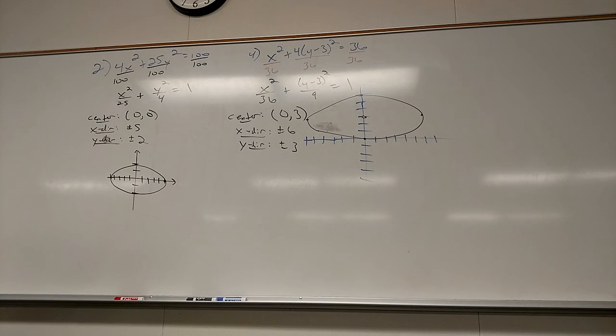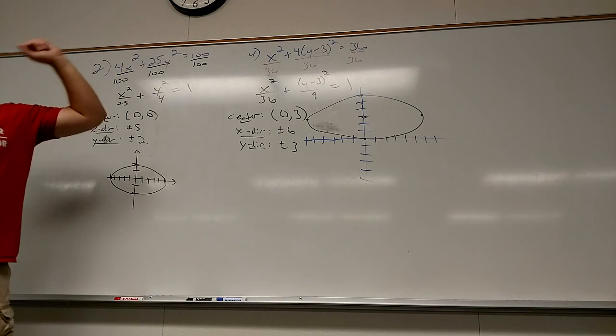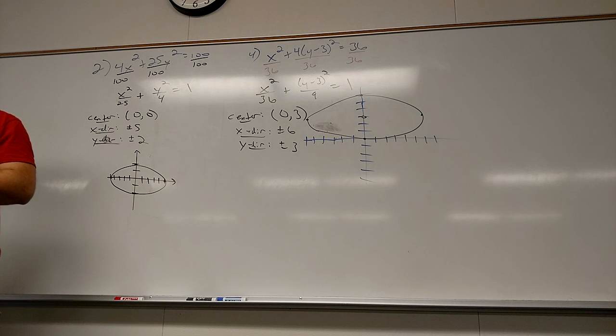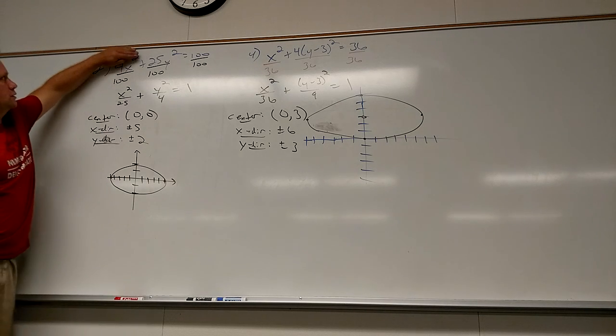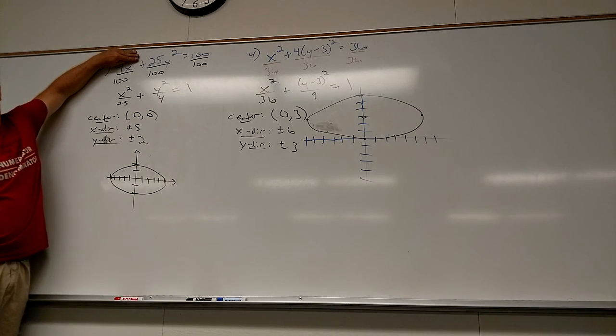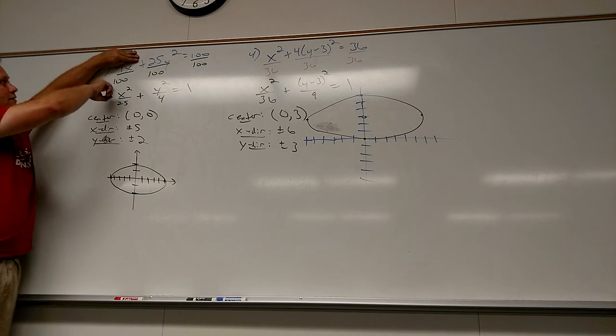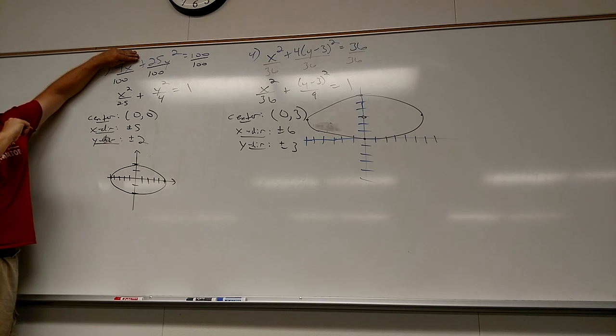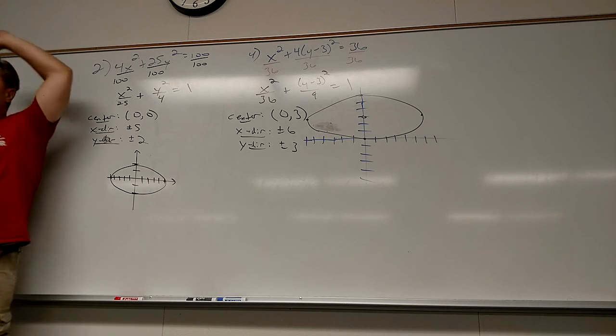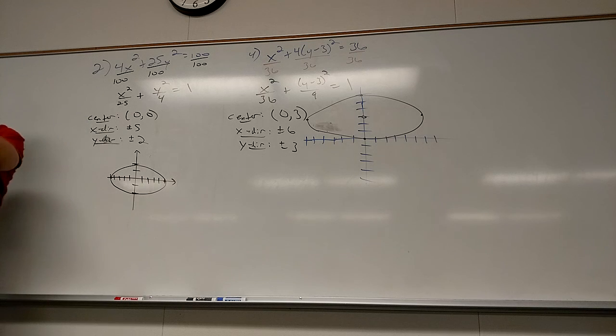Is it ever going to come at us with a numerator that isn't squared? If one of these was not squared, what does that mean? If that wasn't squared, it's not an ellipse. So what is it? It's a parabola that opens left to right. If both of the variable terms are squared, then it's a circle, ellipse, or hyperbola. If only one of them is squared, then it's a parabola.